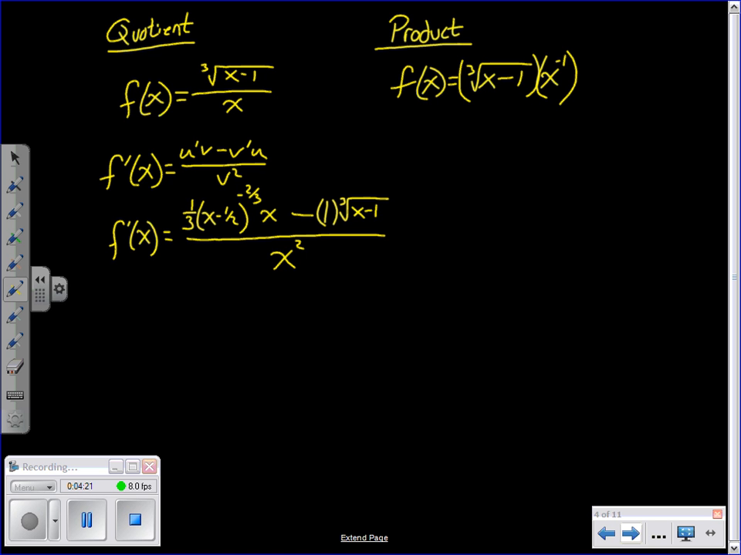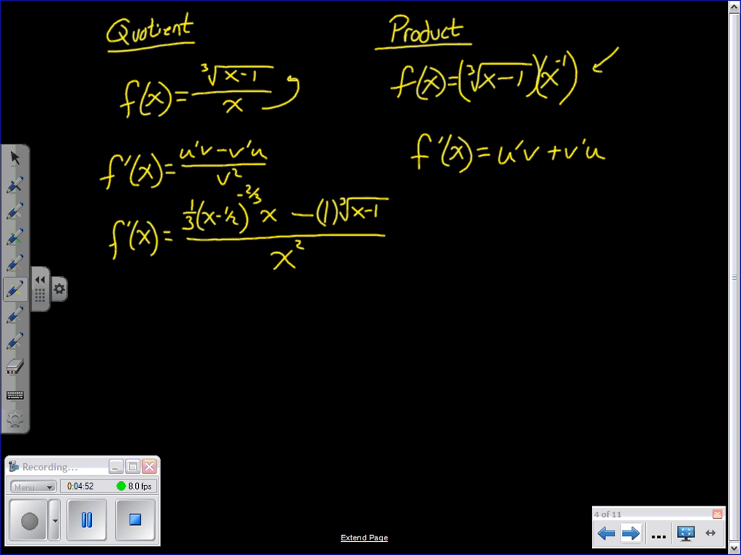I could find the same answer using product rule, it's just going to look a little bit differently. So remember, if I have f prime of x over here, product rule is u prime times v plus v prime times u. So if you're uncomfortable with quotient rule and you'd rather use a product, you can change your quotient to a product by simply bringing the denominator up to the top and making its exponent negative. So I'm just moving x up to the numerator, making the exponent -1, like I see here.